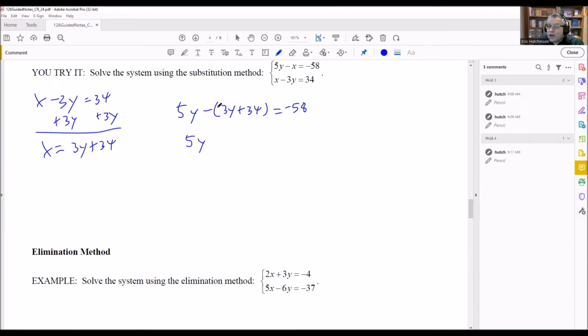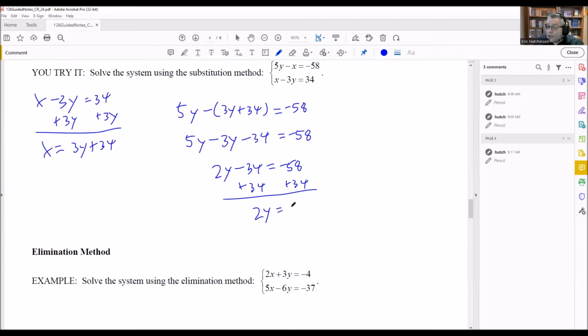Once that's there, we're going to distribute the minus sign. So we get 5y minus 3y minus 34. Okay, so that's very important. We get a minus on that. 5y minus 3y is 2y, so we get 2y minus 34 equals negative 58. And now we just need to solve for y. So we're going to add 34 to both sides.